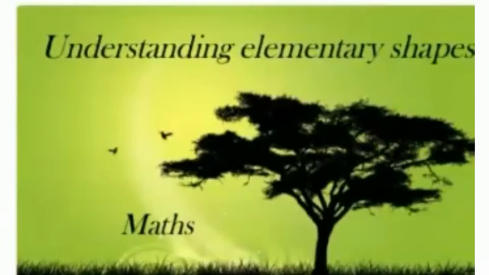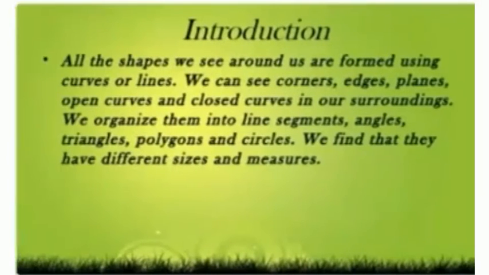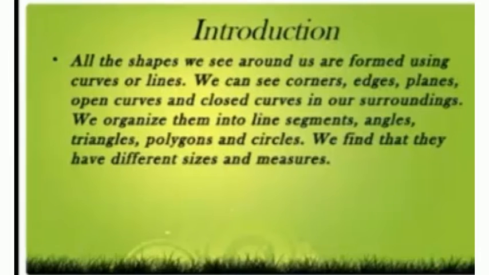Hello students, today we are going to start the next topic, understanding elementary shapes. So for introduction, all the shapes we see around us are formed using curves or lines. We can see corners, edges, planes, open curves and closed curves in our surroundings. We organize them into line segments, angles, triangles, polygons and circles. We find that they have different sizes and measures.